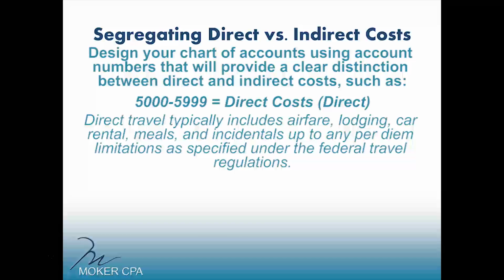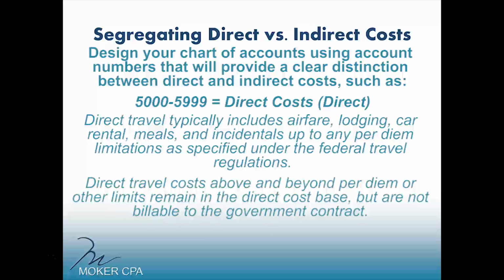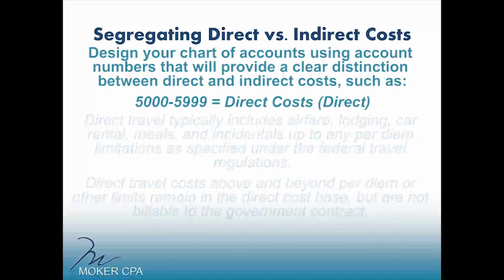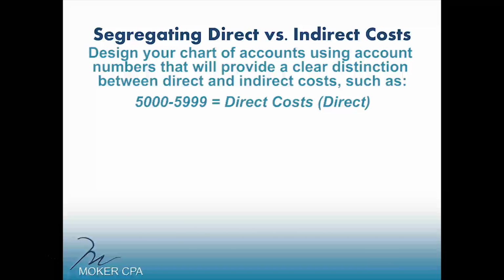Direct travel typically includes airfare, lodging, car rentals, meals, and incidentals up to any per diem limitations as specified under the federal travel regulations. Direct travel costs above and beyond per diem or other limits remain in the direct cost base, but are not billable to the government contract. Other direct costs are costs not listed elsewhere.